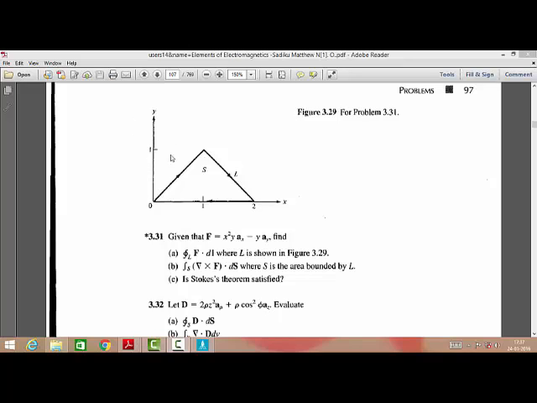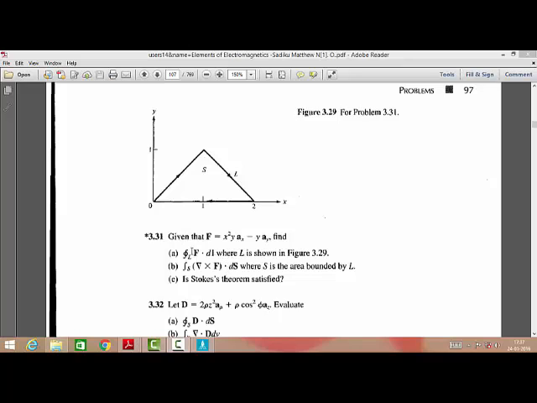Hi, good evening. The reason behind making this video is the problem we have done in the class. Most of the people have done up to here, the circulation of F bar dot dL bar, and in section 2 people have done the curl of F bar over S also, and only a few people asked me the doubt how dS bar has to be written.